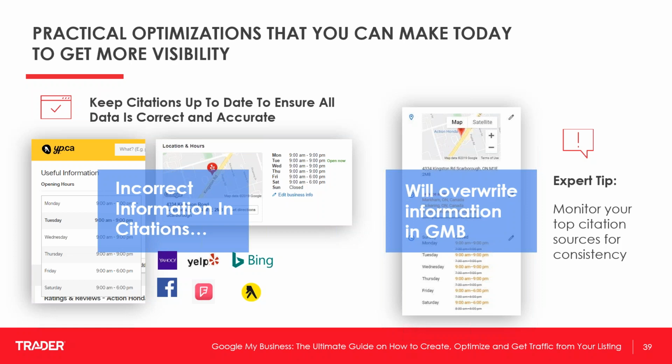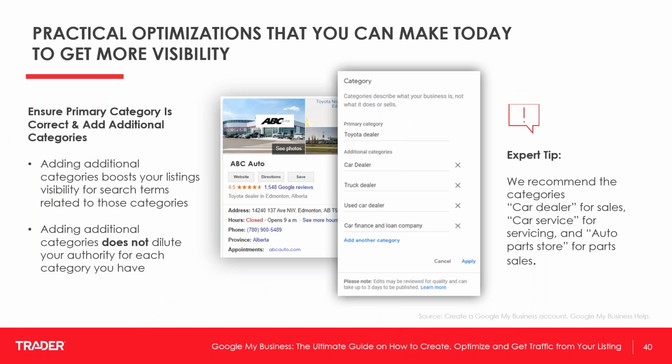They're going to assume that your information is wrong because in so many other places like Facebook and Foursquare and Bing, you have different information. So ensuring that your information is accurate across the internet on all of these citation sources is extremely important to not only ranking better, but to ensure that your information on your Google My Business listing does not get overwritten. So keeping those listings and citations and directories up to date is important as well.